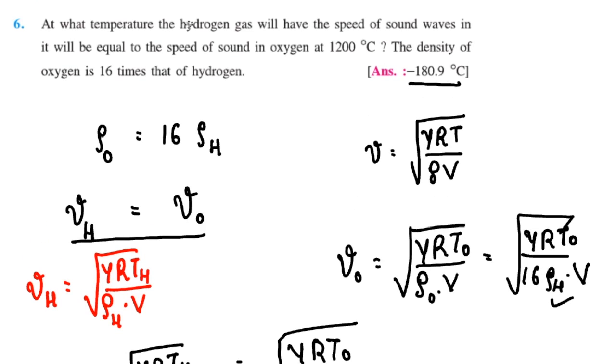That means the temperature at which hydrogen gas will have the speed of sound waves equal to the speed of sound in oxygen at 1200 degree Celsius. Means the speed of sound in oxygen and hydrogen will be the same if hydrogen is at temperature minus 180.9 degree centigrade and oxygen is at temperature 1200 degree centigrade. So there is a huge difference between them.